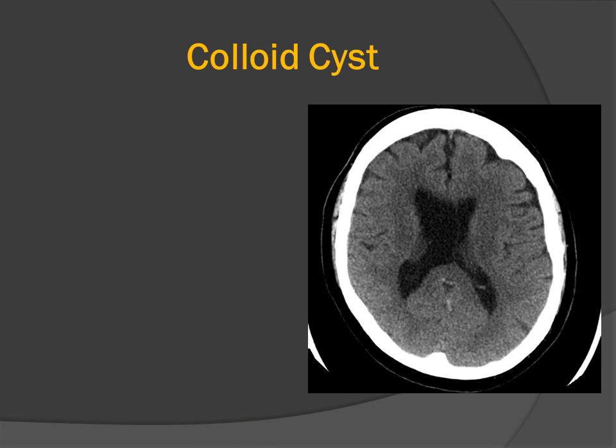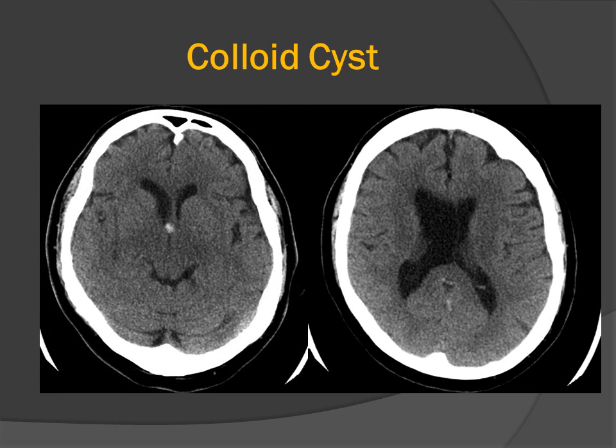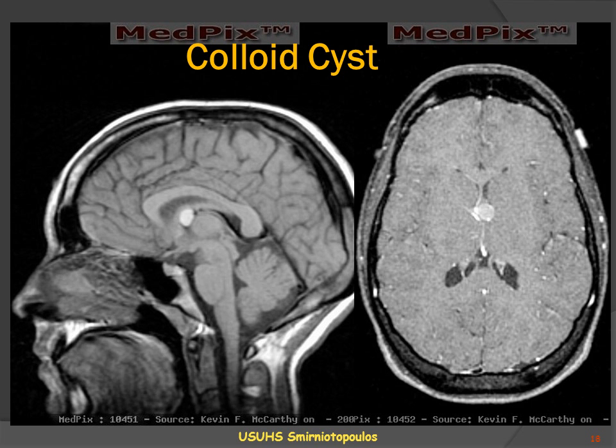Here's another example of a colloid cyst showing a little bit of hydrocephalus. We can see that this one is also hyperattenuating, located at the junction between the lateral ventricles and the third ventricle. And because the ventricles are larger than the sulci, we suspect some element of obstructive hydrocephalus.